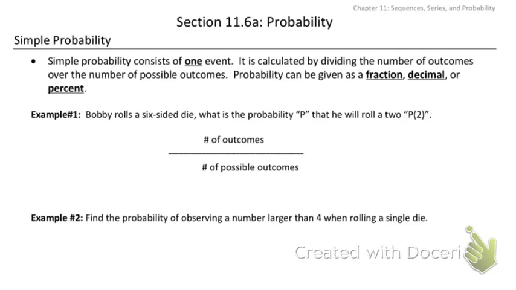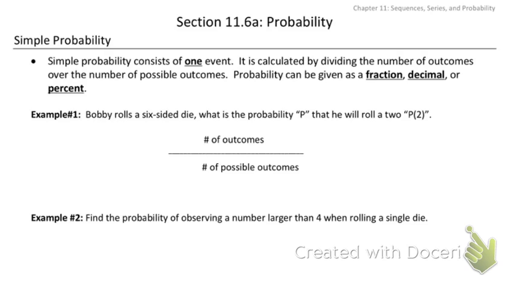Probability, per the definition, is simple. Probability consists of one event happening at one location. It is calculated by dividing the number of outcomes over the number of possible outcomes. Probability can be given as a fraction, decimal, or percent. Most of the time in class, I'm just going to put it as a fraction. You can change it to a percent if that makes more sense to you. But fractions are just easy to work with, and we're already working with them.